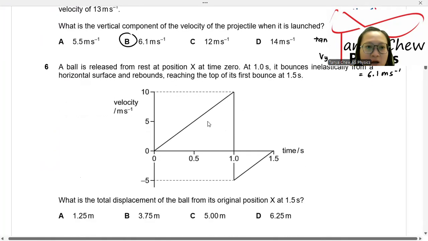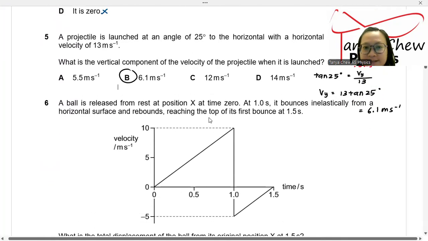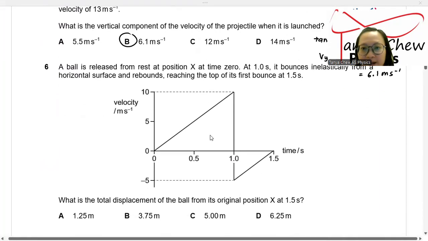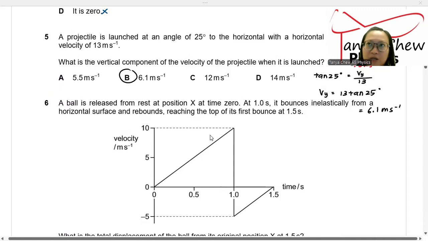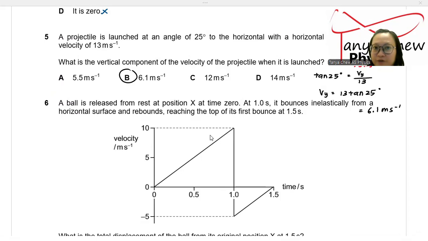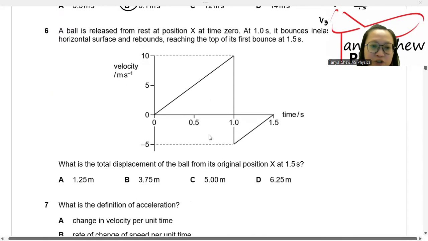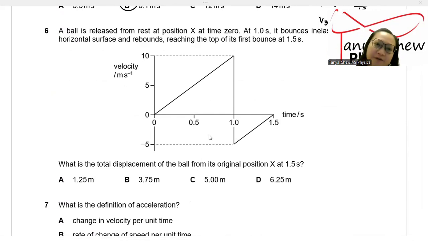Question number 6. A ball is released from rest at position X at time 0. At 1 second, it bounces inelastically. Inelastically meaning to say that the initial and final kinetic energies are not the same, right? From a horizontal surface, it rebounds, reaching the top of its first bounce at 1.5 seconds. What is the total displacement of the ball from its original position X at 1.5 seconds?